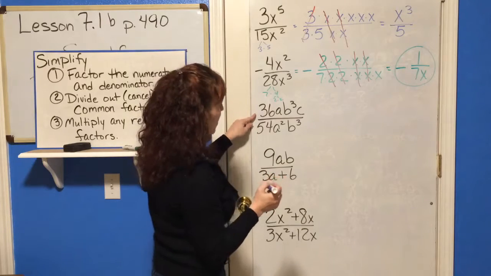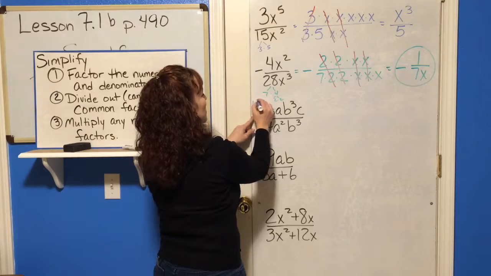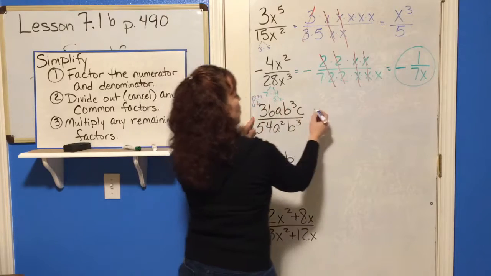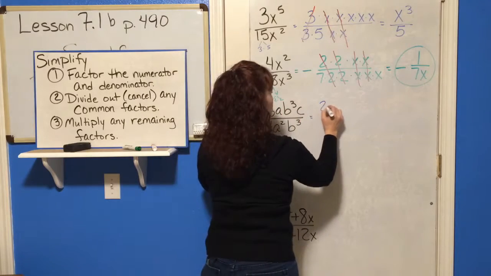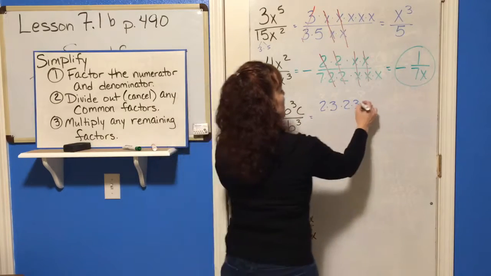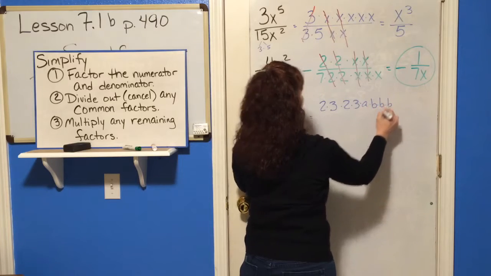36, let's see, I'm running out of room for making my trees here. 36 is 6 times 6. I'm going to do an upside down tree here. 2 times 3 and 2 times 3. So 36 is 2 times 3 times 2 times 3 times A, 3 B's, 1, 2, 3, and a C.